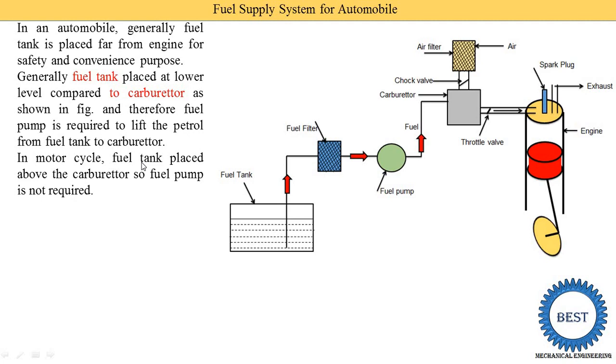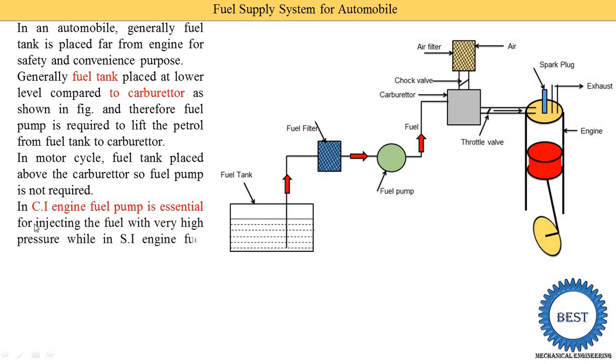So in our bike, no fuel pump is used because the tank is at an upper level and the carburetor is below the tank. In a CI engine, which means compression ignition engine or a diesel engine, a fuel pump is essential. In an SI engine, which means a petrol engine, the fuel pump is not compulsory. It depends on the location of the fuel tank. But in a CI engine, the fuel pump is compulsorily required.